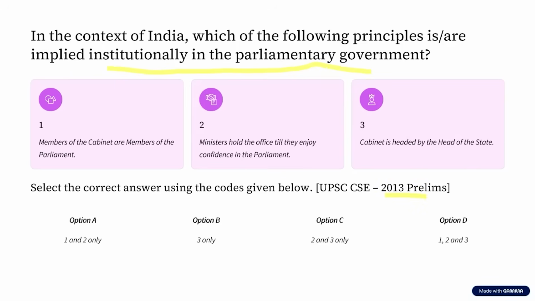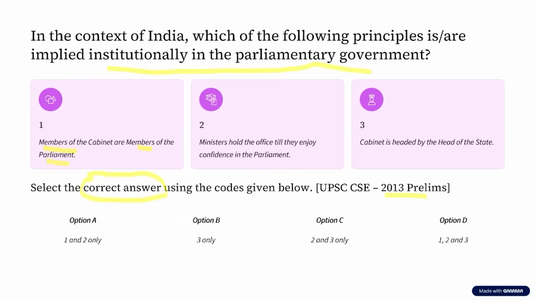2013 prelims. Now, the first thing that you need to note down, they're asking the correct answer. So, you have underlined that also. Now, let us come to the statements. Statement number 1. Members of the cabinet are the members of the parliament.